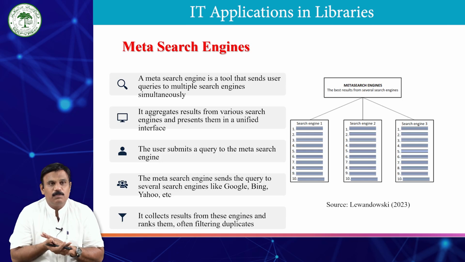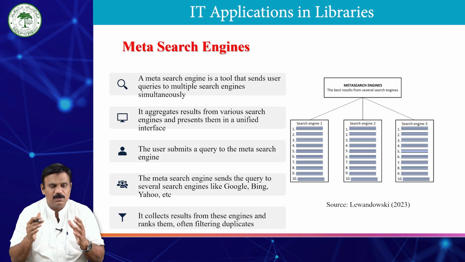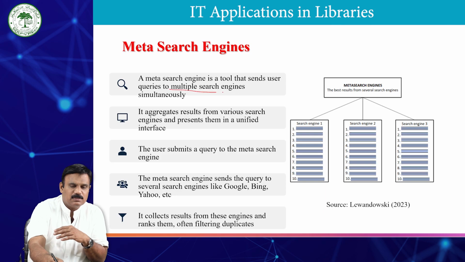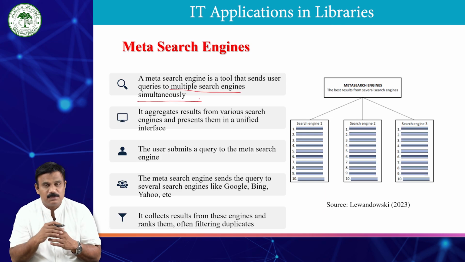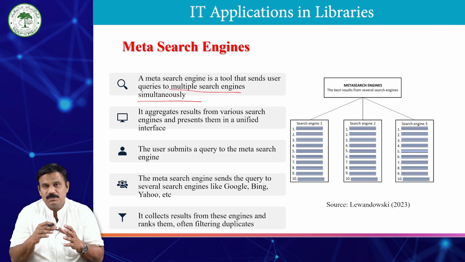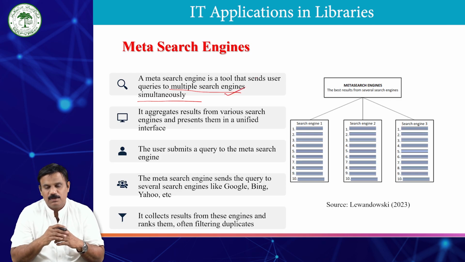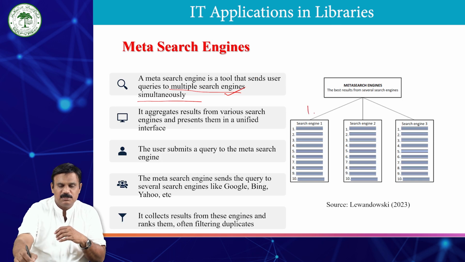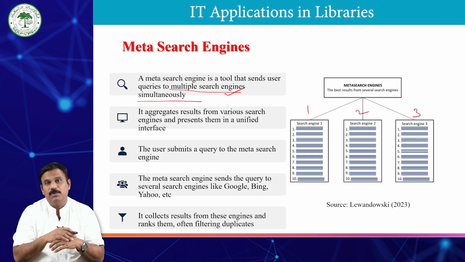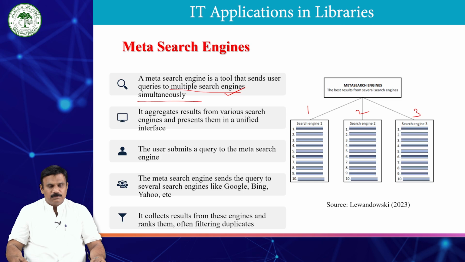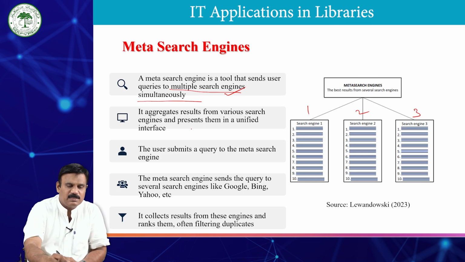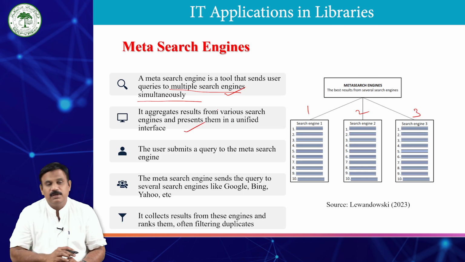Now we are discussing meta search engines. A meta search engine is a tool that sends user queries to multiple search engines simultaneously. That's the difference. A meta search engine does not search from only one search engine, it searches multiple search engines simultaneously. You will find the figure here: the first search engine, second search engine, third search engine, and the query. It will search all the search engines simultaneously, so automatically it will aggregate the results from the various search engines and present them in a unified interface.